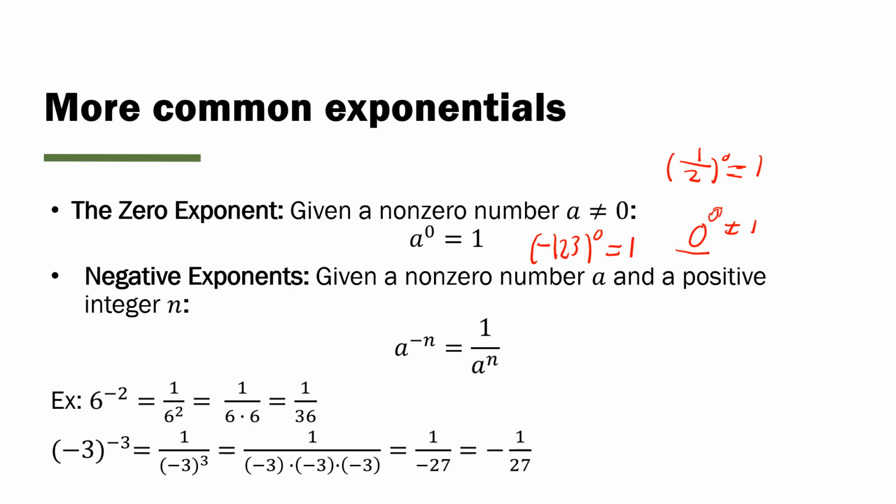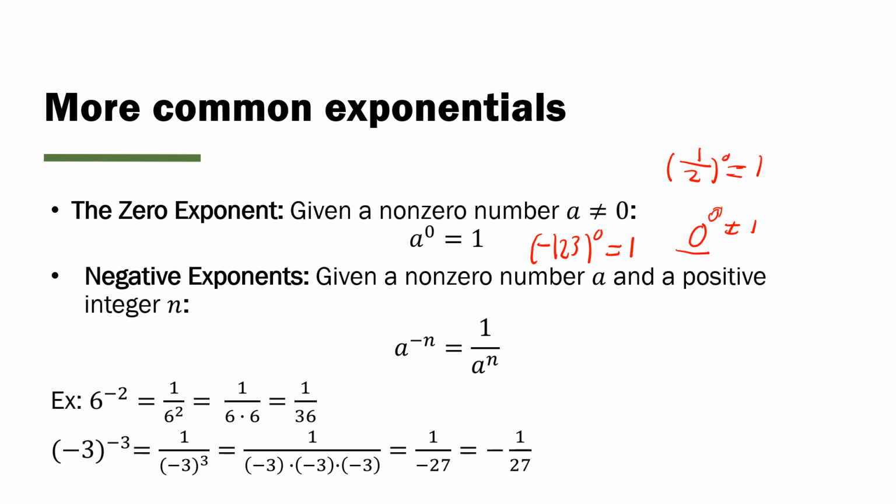Now we have negative exponents. So if you have a non-zero number a and a positive integer n, and you have a to the power of negative n, a quick trick to simplify this negative sign is to put a in the denominator, and then you can make n positive. So for example, 6 to the power of -2 is equal to 1 divided by 6 to the power of 2. So we put 6 in the denominator, and we make -2 a positive 2.